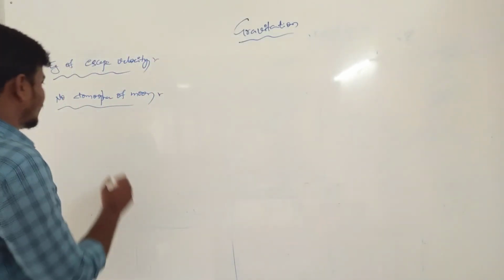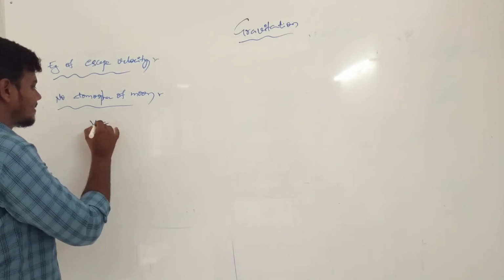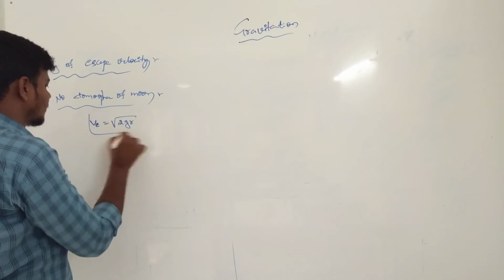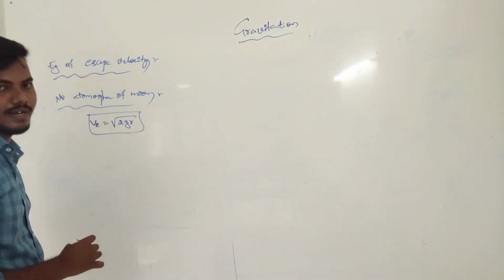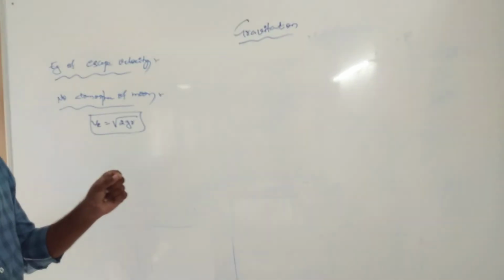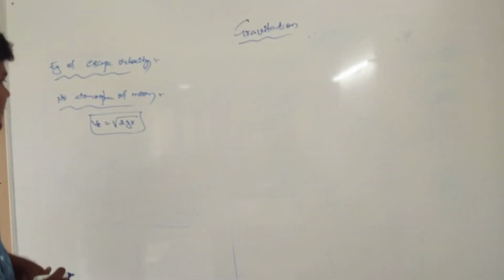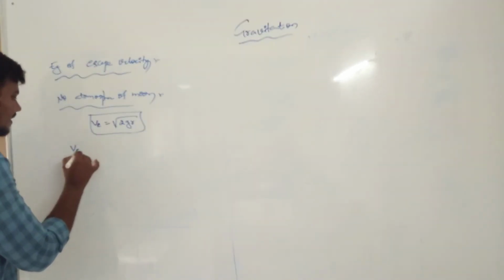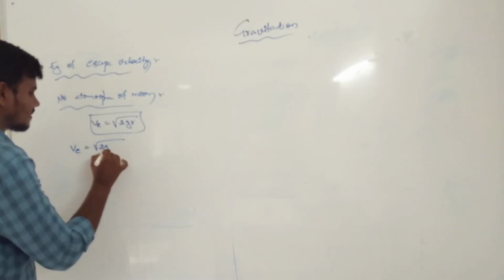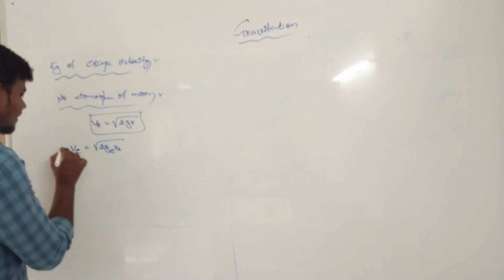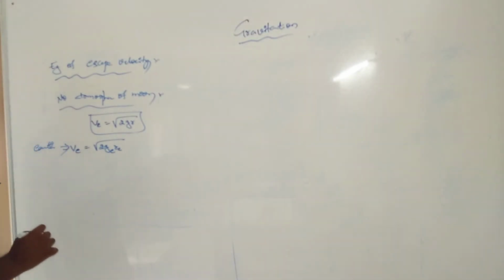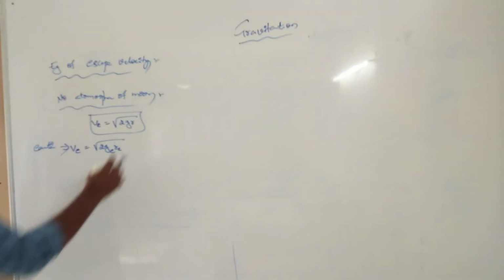Now escape velocity v is equal to the square root of 2gR. This is the equation we are introducing. There are two positions we are introducing: the first is the earth surface and the second one is the moon surface. Now VE is equal to the square root of 2GM by RE for the earth, the first one. The second one we can take is the moon.